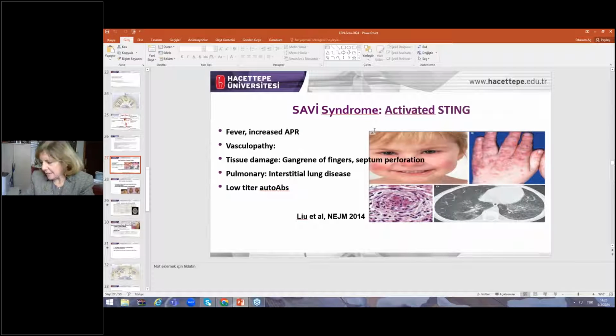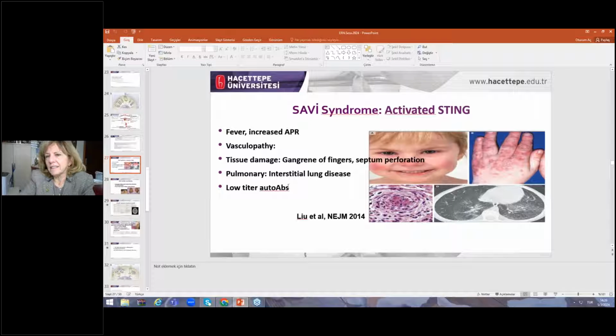The most characteristic of them is SAVI. This is a really interesting disease. It's a very early disease, starts in infancy, the I comes from there. It's a vasculopathy and it's associated with STING. That's how the name is formed. And it's characterized by fever, somewhat increased acute phase reactants, and a very bad vasculopathy that causes tissue loss. Gangrene of fingers, septum perforation, and today a dermatologist was saying that it looked like leprosy. In fact, it does.